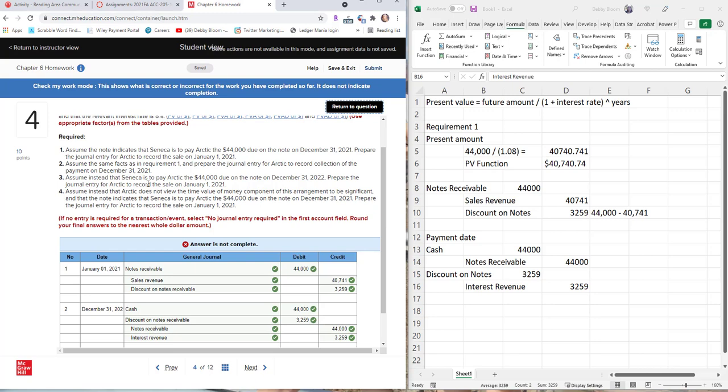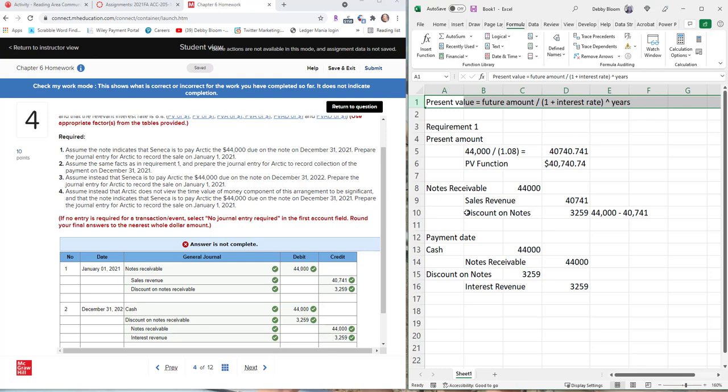It's just a $44,000 receivable with no interest revenue. But part 3, assume instead that Seneca is to pay Arctic the $44,000 due on the note on December 31st, 2022. Prepare the journal entry for Arctic to record the sale on January 1st, 2021. So this is why I put this first line. In part 3, it's actually a 2-year note instead of a 1-year note.